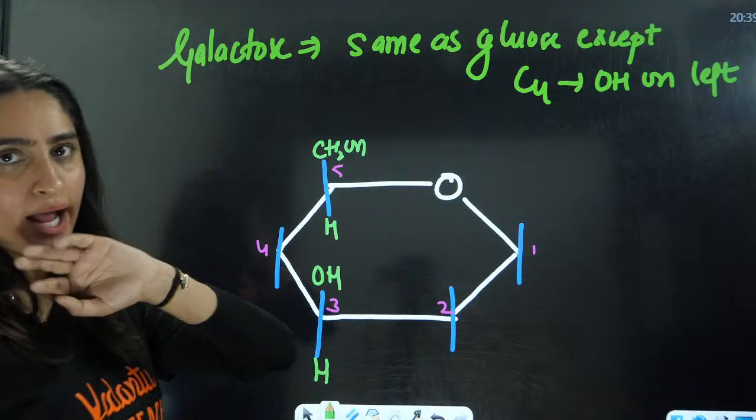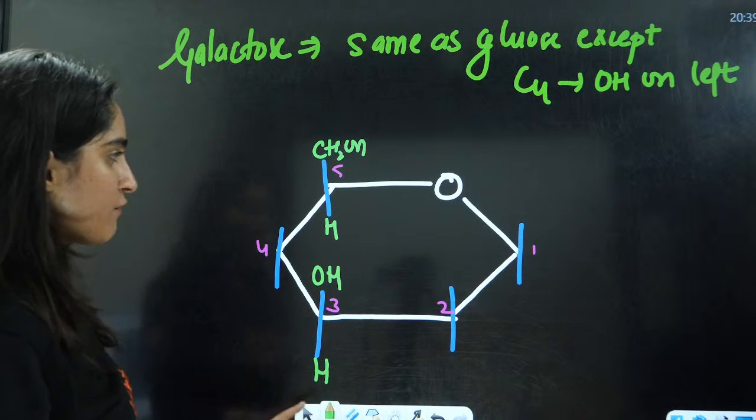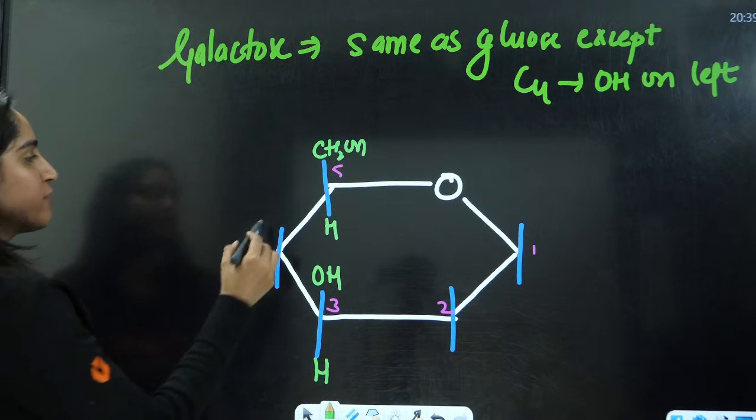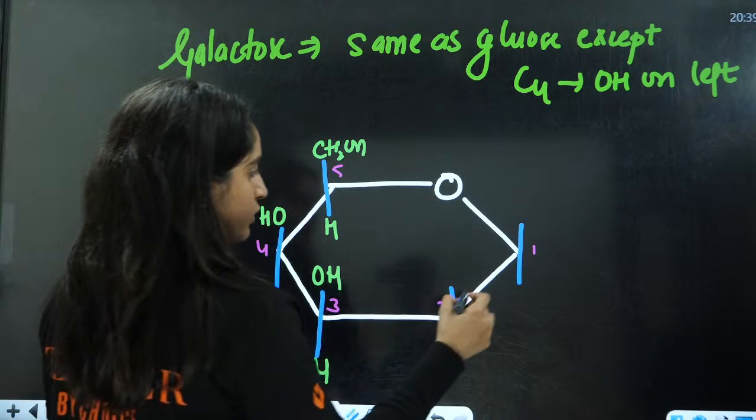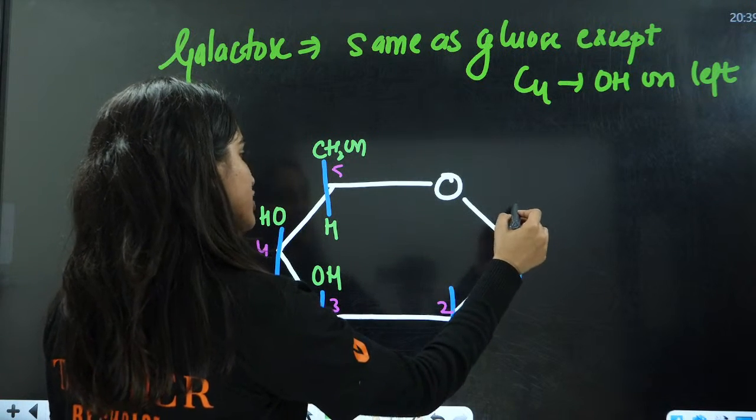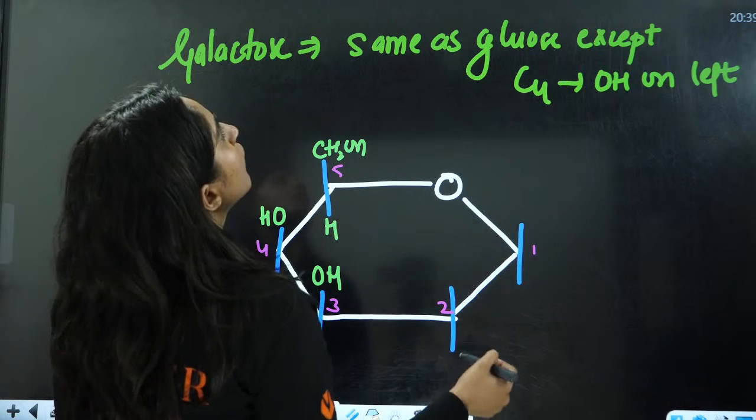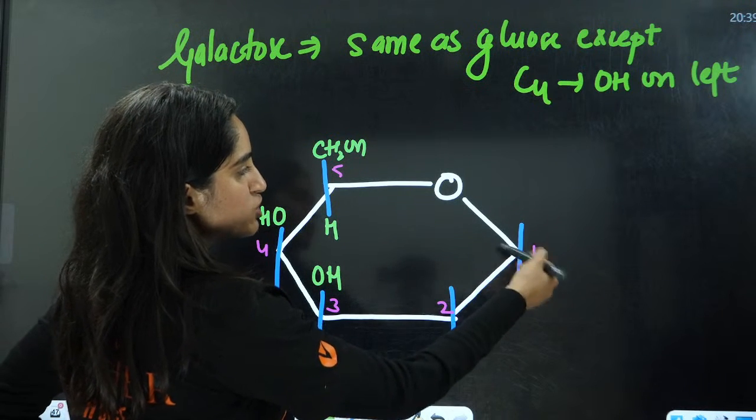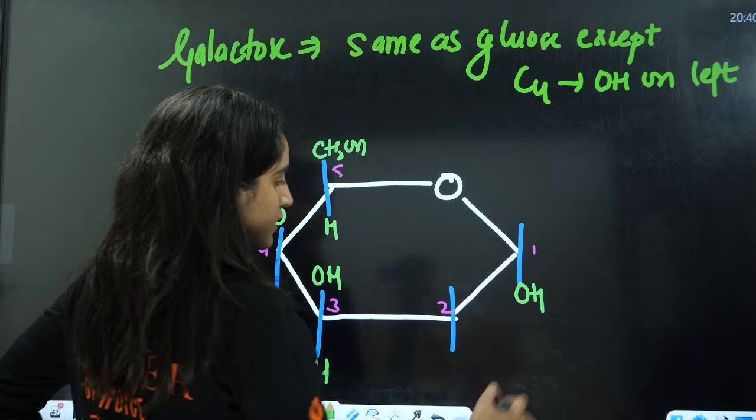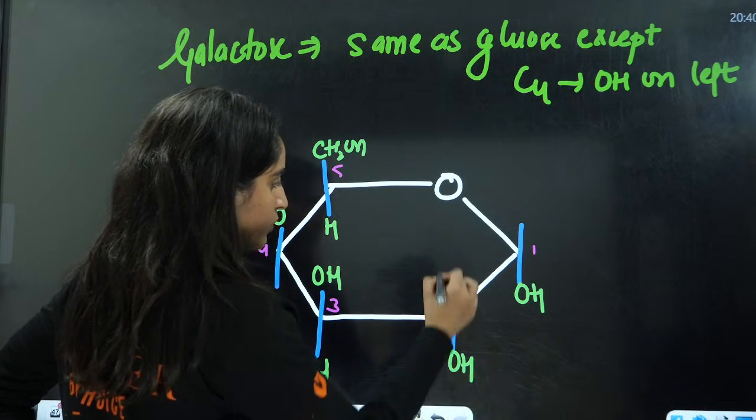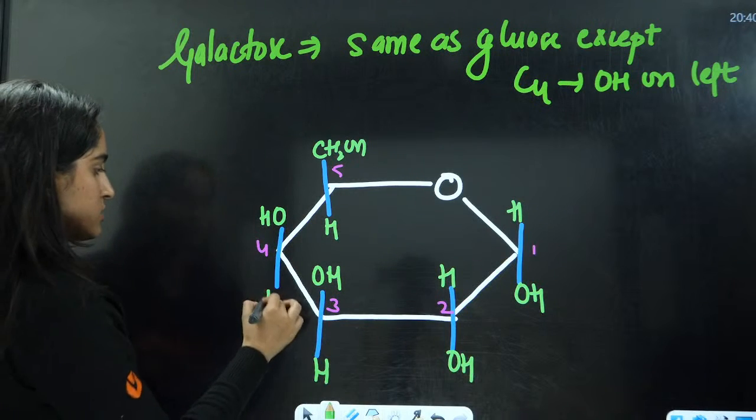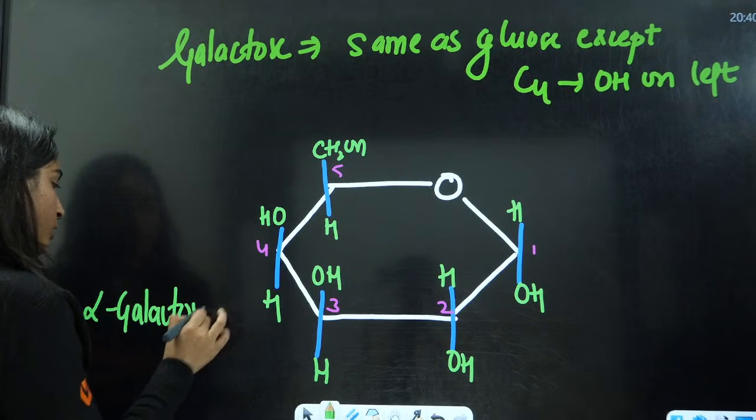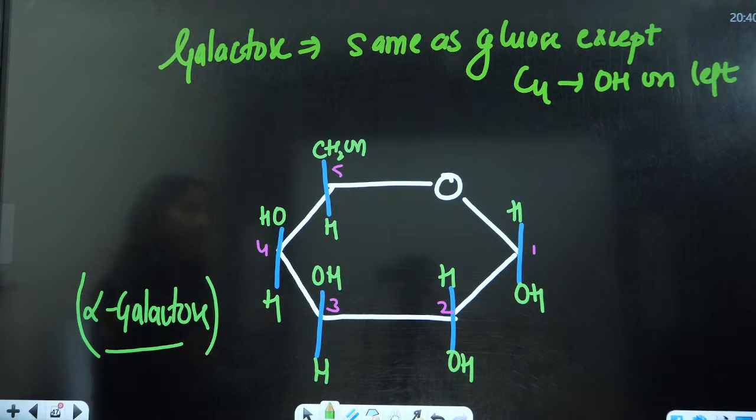Now add galactose. On the first carbon you have H and OH. If you're talking about the alpha position, alpha means OH is on the right side, which means down here. Second, you have OH on the right side, down here. This is hydrogen, and this is your alpha. This is alpha galactose.